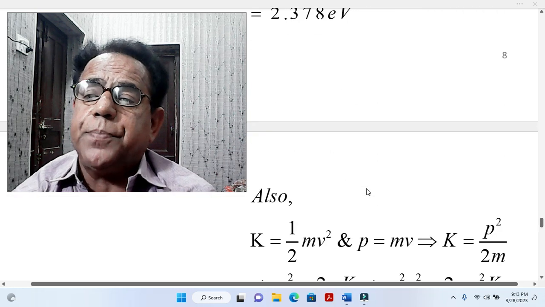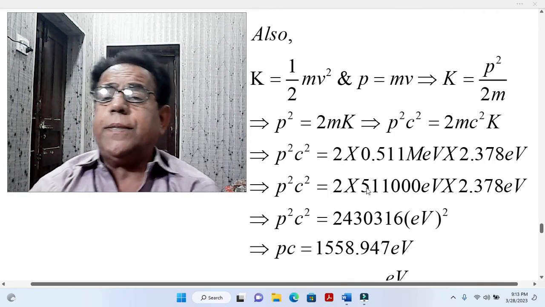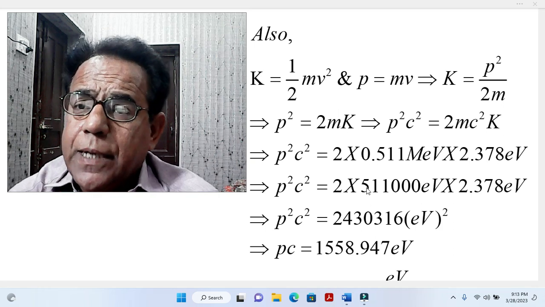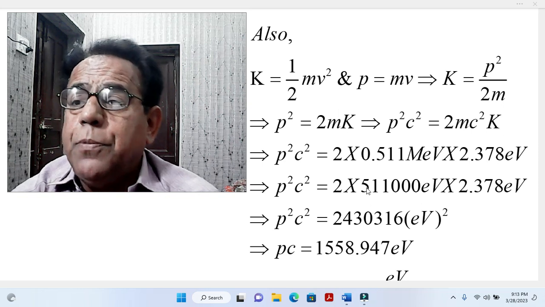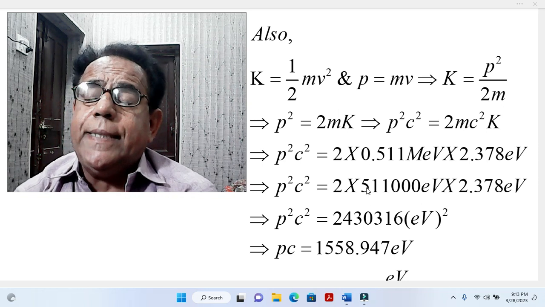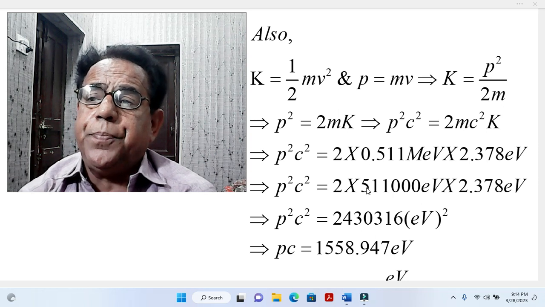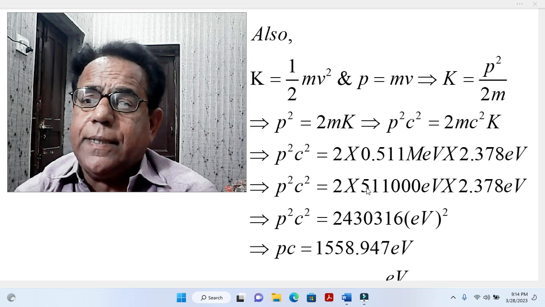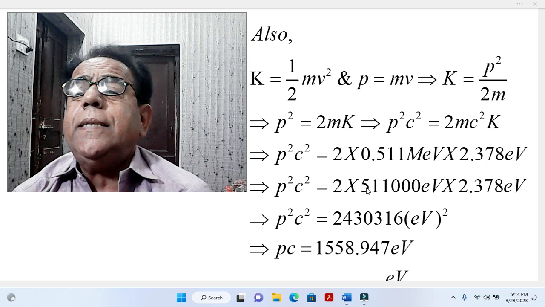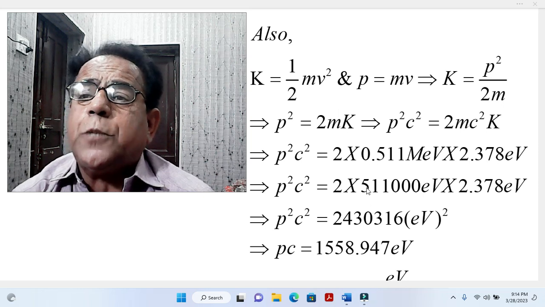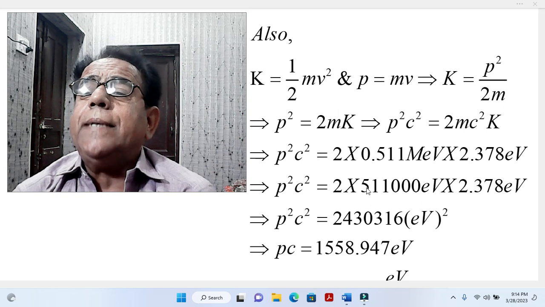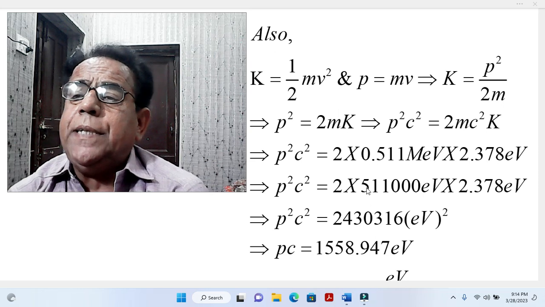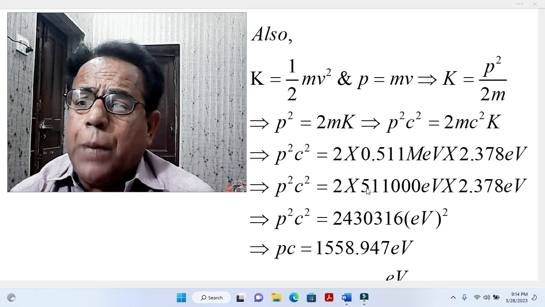Also dear students, these are two expressions: kinetic energy equal to half mv square, and momentum equal to mv. These are two classical expressions, not relativistic. From here, the combined effect of these two expressions takes the form K equal to p square over 2m. This implies that if we keep p square on one side, it becomes equal to 2mK.